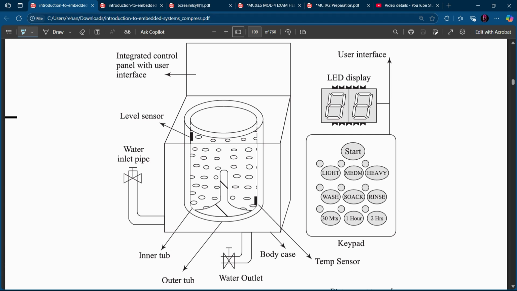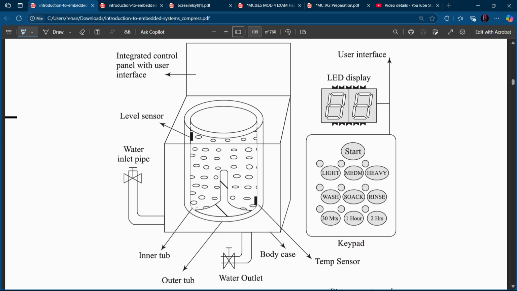There is one water inlet pipe. Sometimes the inlet pipe also comes from this region in some washing machines. This is the top load diagram. Don't draw the front load, it's unnecessary; in a front load you cannot describe all the components properly, so that's why I'm taking top load. Water outlet is where the water goes out. The body is nothing but the outer part of the washing machine that you see.